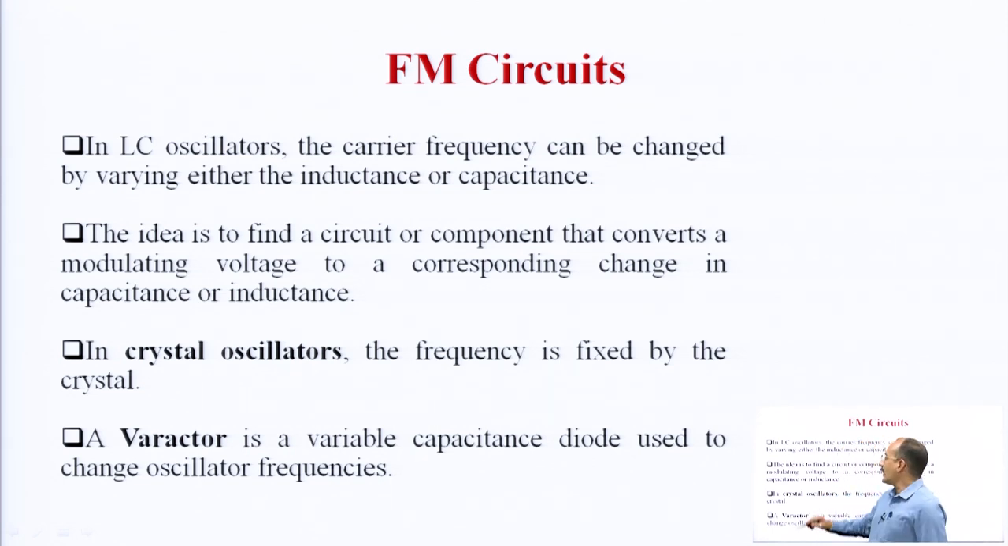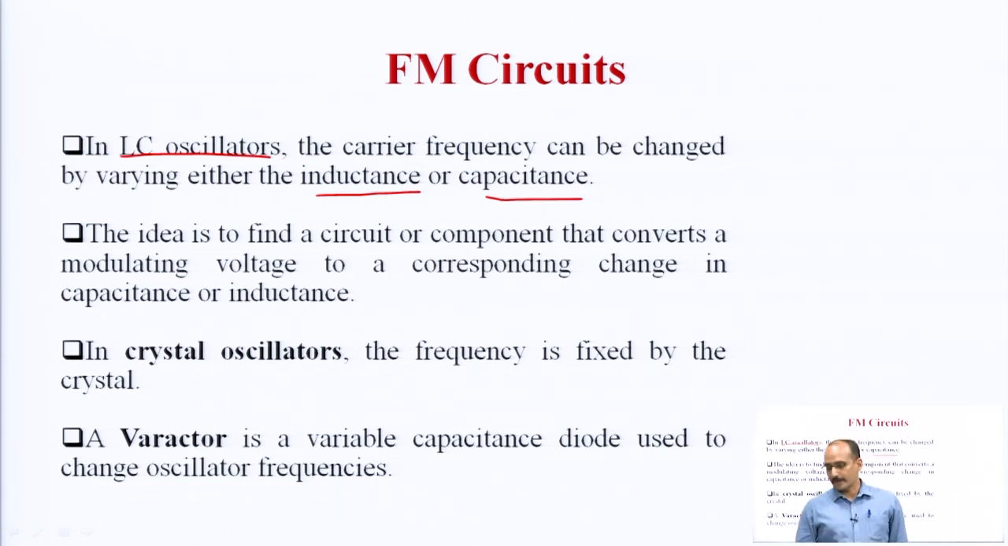In an FM circuit, we are using an LC oscillator to generate the carrier frequency, and that carrier frequency is directly generated by a change in the inductance or capacitance of the circuit. The basic idea is to find a circuit or component that converts a modulating signal to a corresponding change in capacitance or inductance. But when we are using an LC oscillator, there is a problem of stability. So, many times a crystal oscillator is used to get a fixed frequency from the system.